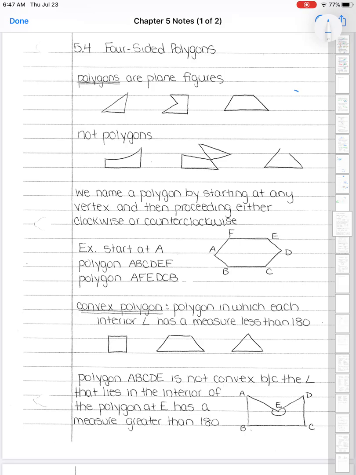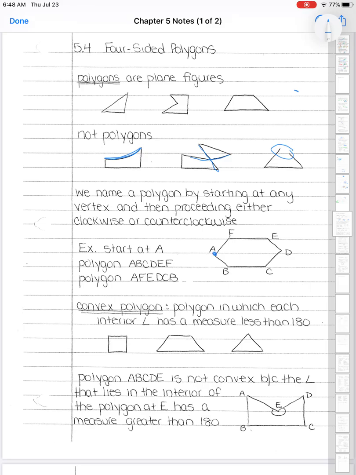All right, shifting gears slightly here, we're going to be talking now, moving forward the next few sections, in regards to polygons, more specifically four-sided polygons. So polygons are plane figures. Basically what that means is they're closed figures. Think of all the shapes: triangles, rectangles, squares, trapezoids, parallelograms.